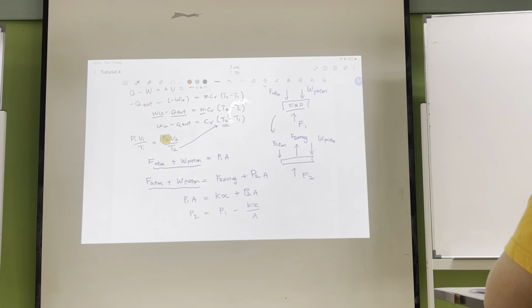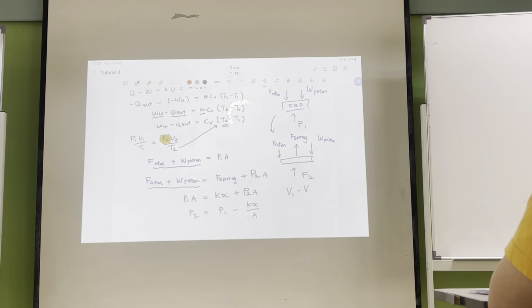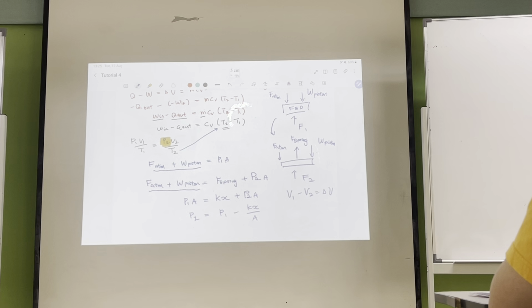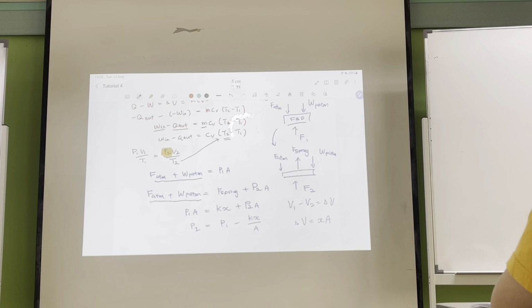X you can find as well, because you know the initial volume and the final volume. V1 minus V2 equals delta V. Then delta V equals x multiplied by area, so from here you can calculate x. Then you can get P2. Once you get P2, then you can get T2, and then you can solve this equation.